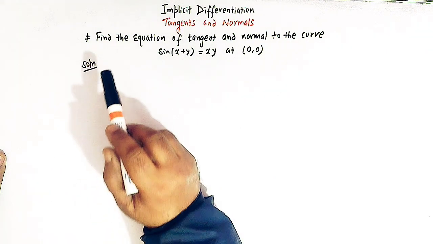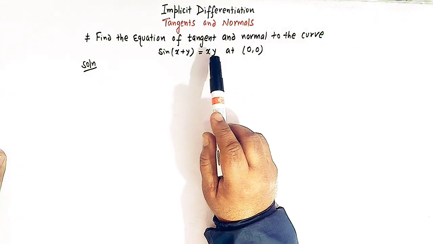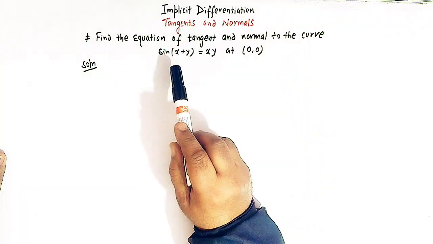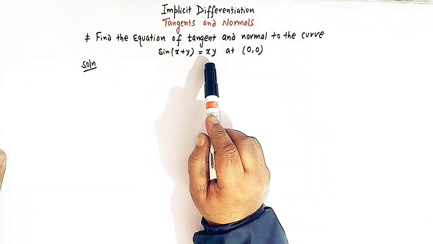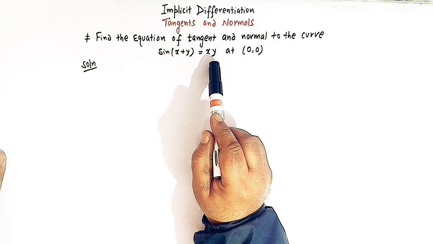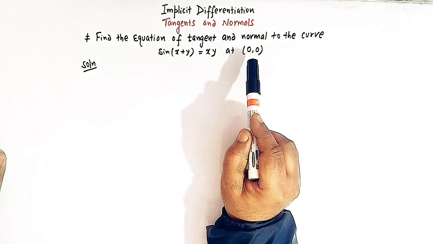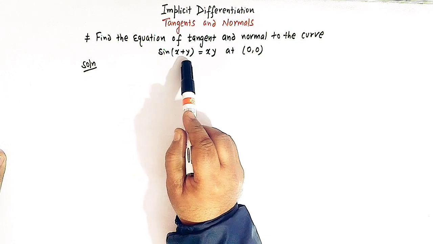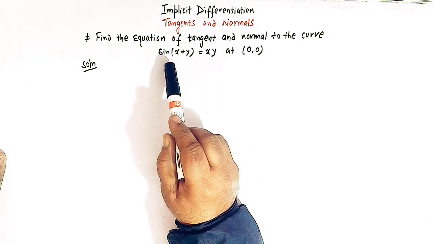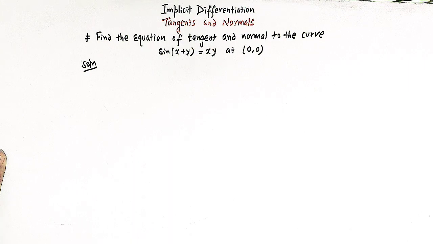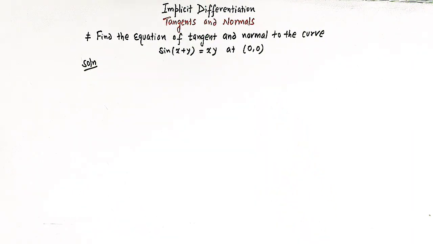So here we have this problem in which we have to find the equation of tangent and normal to the curve sin(x + y) = xy at (0, 0), right? So here we are given this implicit expression, and with the help of this implicit expression, we'll find the slope of the tangent and normal by finding the derivative dy over dx at the given point (0, 0), right? So let us start.